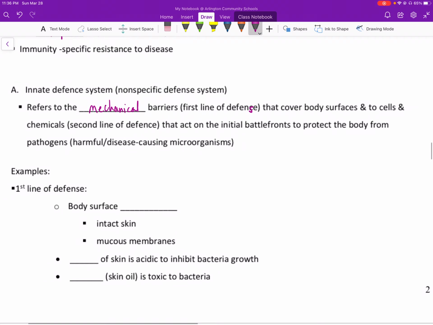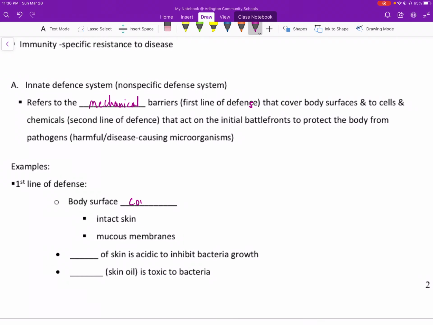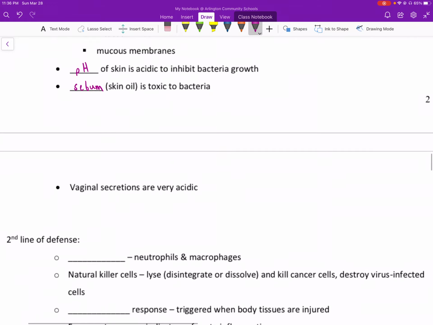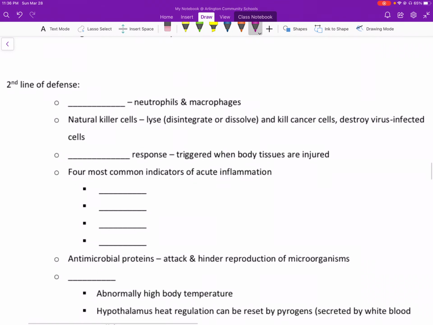So, for example, our first line of defense is our body system coverings, which would be our skin or mucous membranes. The pH of the skin is acidic to inhibit bacterial growth, so we don't have bacteria just growing on our arm for kicks and giggles. Then we have sebum, which is our skin oil that is toxic to bacteria. Then we have our vaginal secretions that are very acidic. And then our second line of defense, we have our phagocytes.